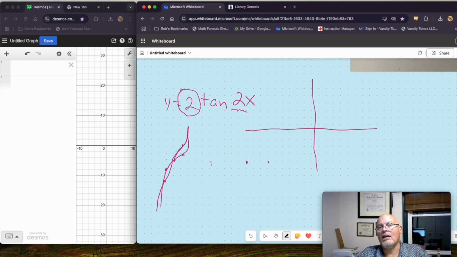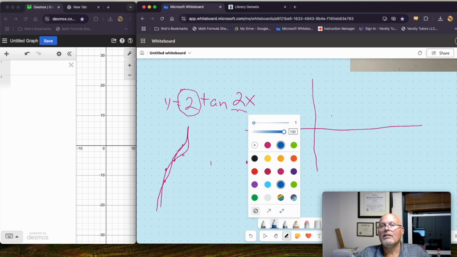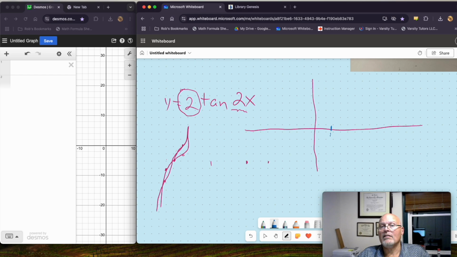And so what that looks like is, instead of being at pi over 2, pi, 3 pi over 2, and 2 pi, now I'm going to go in pi over 4, 2 pi over 4, 3 pi over 4, and 4 pi over 4, and everything's going to be just cut in half. So now at pi over 4, that's where my asymptotes are.